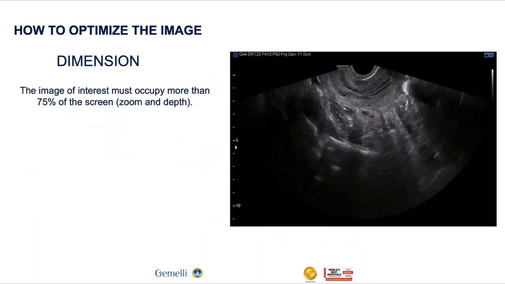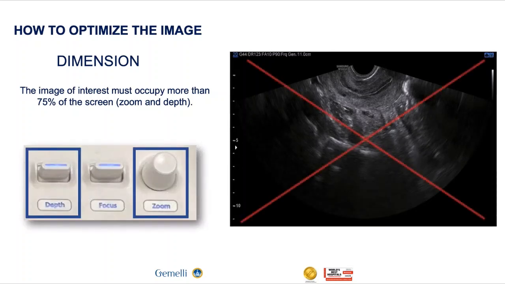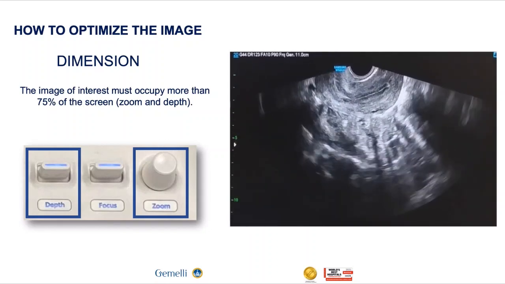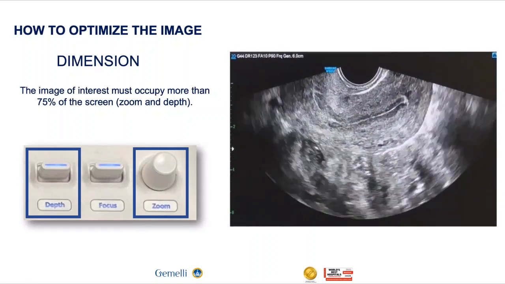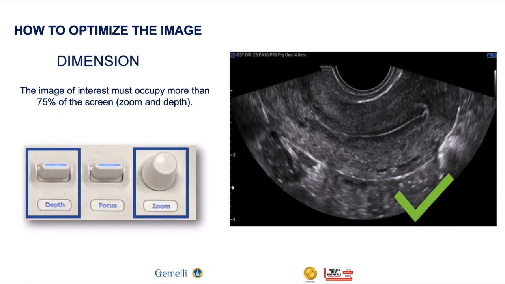For a good scan, the image of interest must occupy more than 75% of the screen, using depth and zoom. So, using depth and zoom, we can obtain the correct image, occupying more than 75% of the screen.